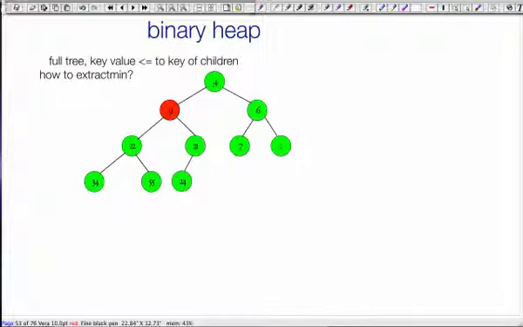Can someone explain to me how you do extract min on a heap? Yep, you take this guy out. Good. Now you have a hole in your tree. What do you do? Well, remember the other property that we're maintaining is that it's a full tree. So we take this last guy and we promote the last guy in the line there.